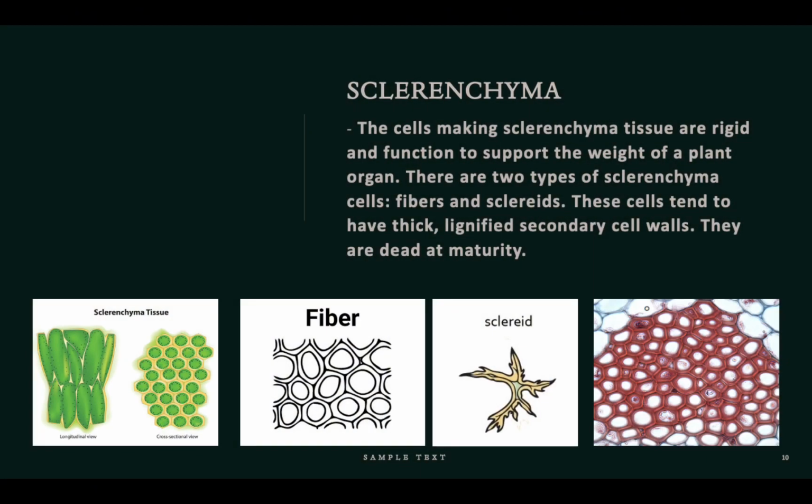The last under simple tissues is sclerenchyma. The cells making sclerenchyma tissue are rigid and function to support the weight of a plant organ. There are two types of sclerenchyma cells, fibers and sclereids. These cells tend to have thick, lignified secondary walls. They are dead at maturity.